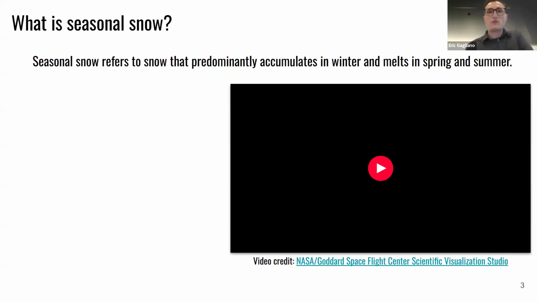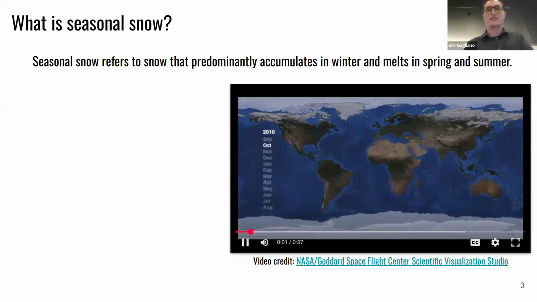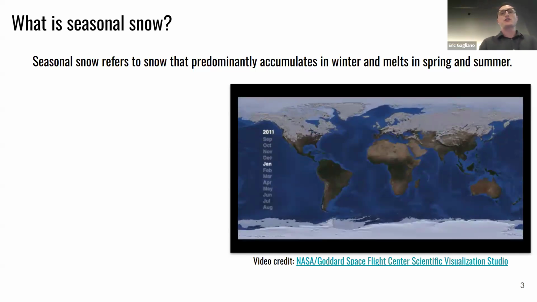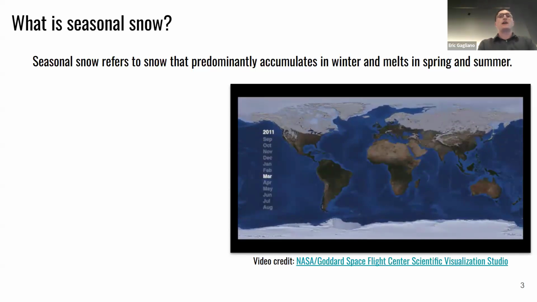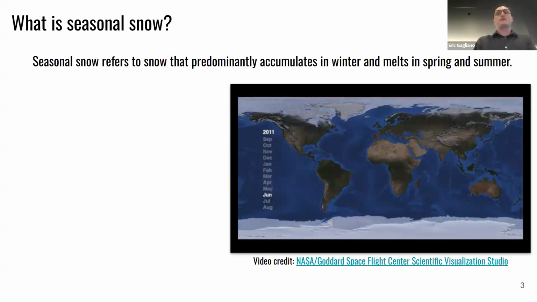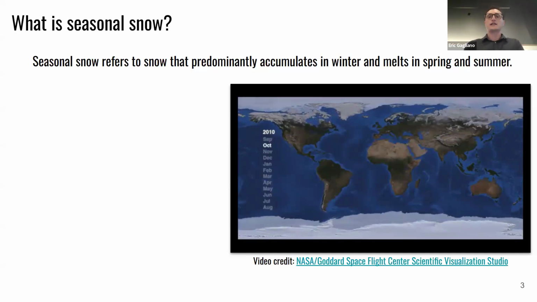First we're going to talk about what is seasonal snow, and I'm really hoping this video plays. Oh, great. Okay, it does. So it starts in October, and as we enter the winter, the snow begins to advance across the northern hemisphere, coming down towards the equator, and it covers nearly half of the northern hemisphere by February and March. And as snowmelt begins, snow cover retreats up to the poles and to the higher elevations.